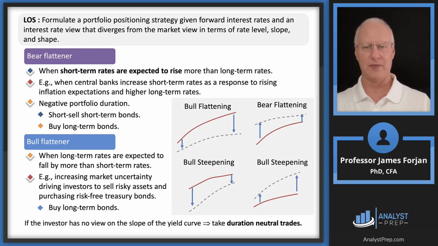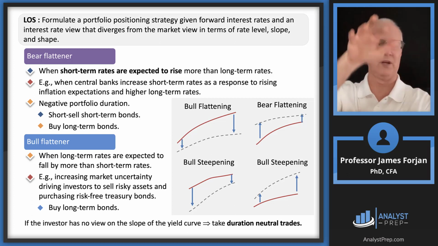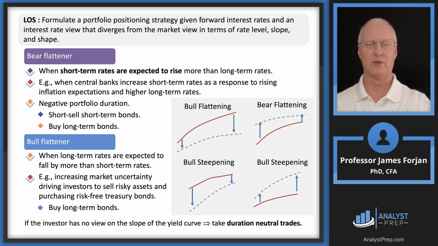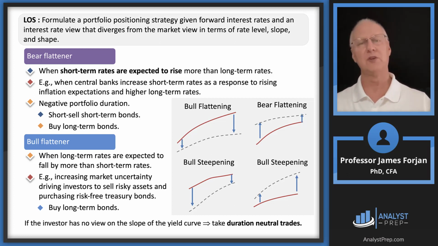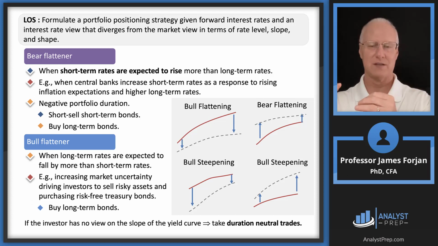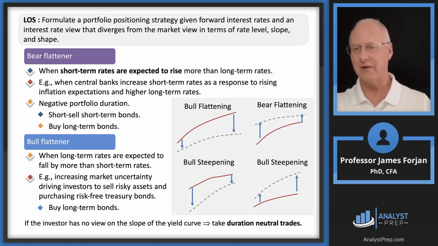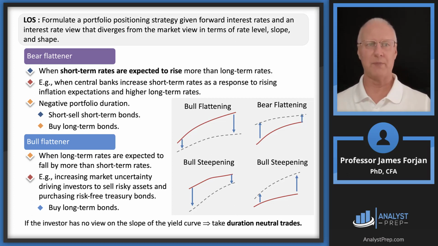Same thing with bull steepening, except we're just going to reverse this. We've got this curve, and now the rates fall, so now the curve becomes steeper, which means that the shorter term bonds are going to increase more in value than the longer term bonds, just because of that difference in the change in yields. And then you can figure out bear flattening and bear steepening.